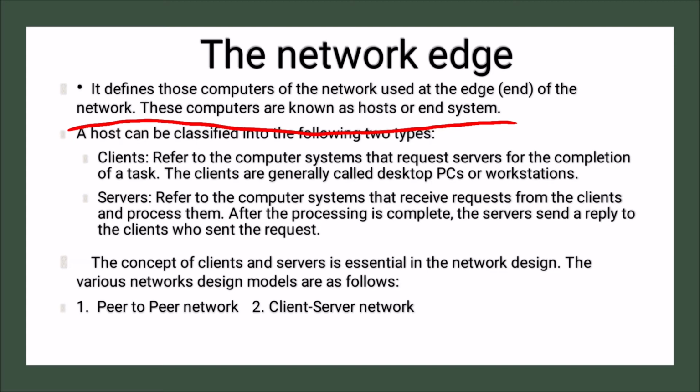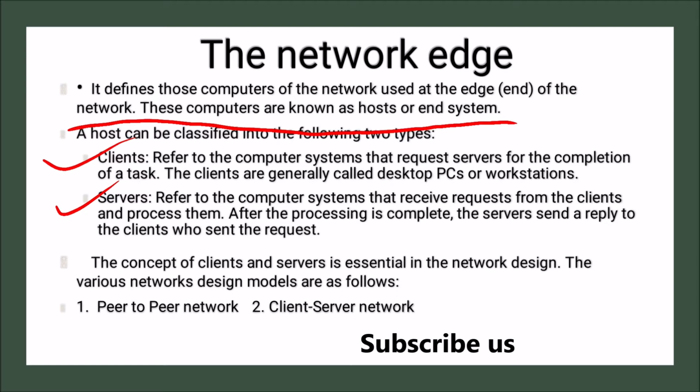Now the host or end system is nothing but the physical computer machine. It can be classified into the following two types: clients and servers. Clients and servers. What is a client? A client is nothing but one type of system. So clients refer to the computer system that requests servers for the completion of a task.